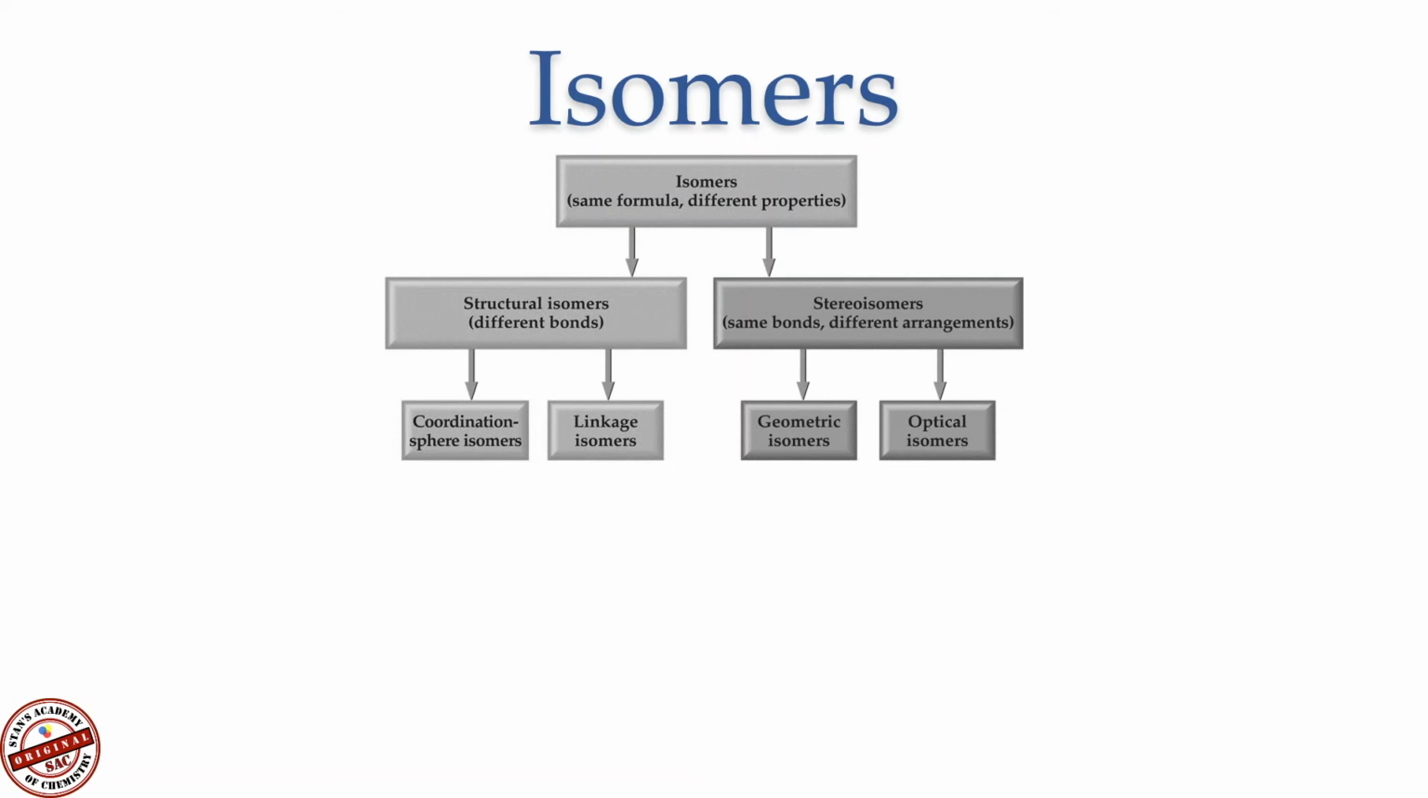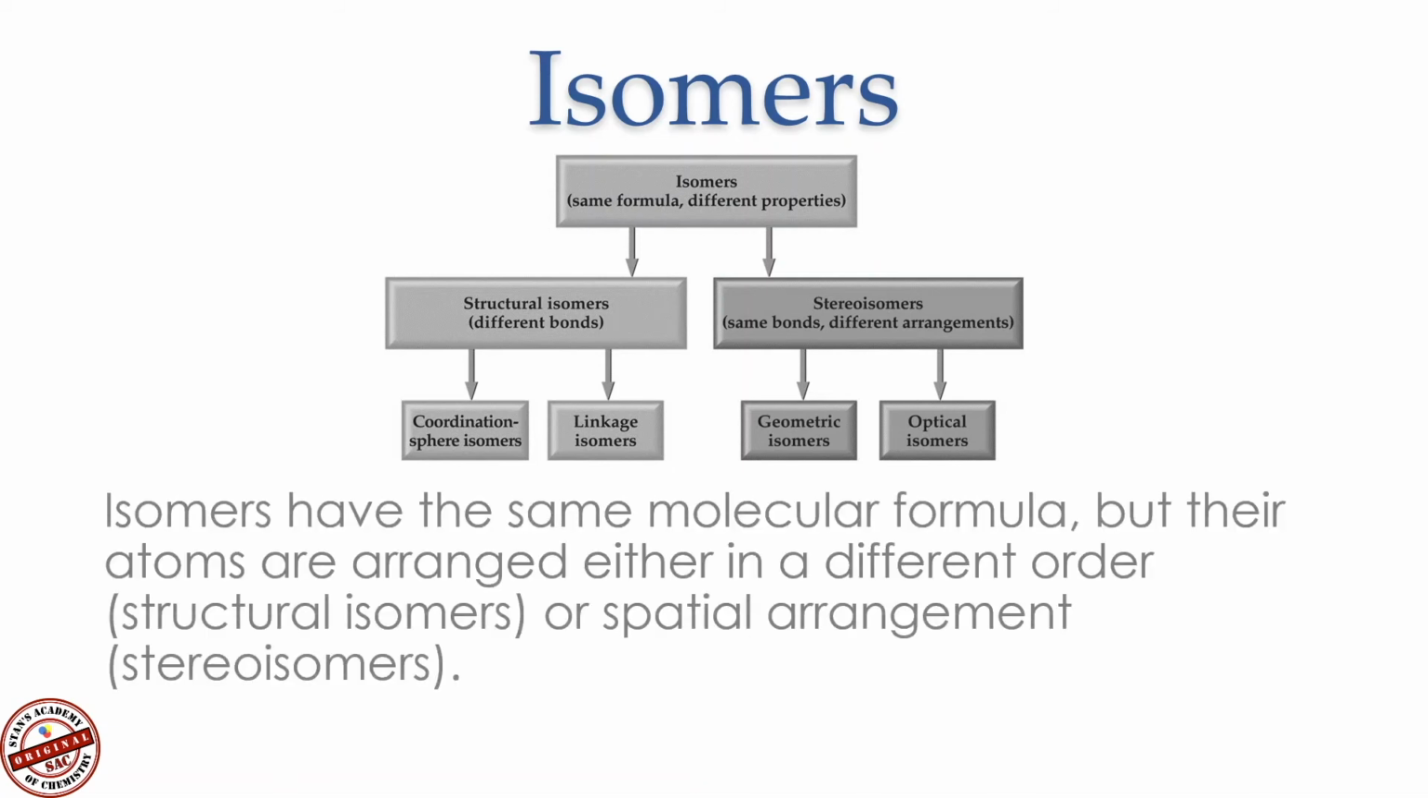Then we have stereoisomers. This arises due to the different spatial arrangements of the bonds within a molecule. That leads to two kinds. One is called the geometric isomer and the other is called optical isomer. Probably you would have seen optical activity in biological compounds, so you must be familiar with the concept of optical activity. So that's a general statement. Isomers have the same molecular formula, but their atoms are arranged either in a different order, that is structural isomers, or spatial arrangement is different, then it gives rise to stereoisomers.